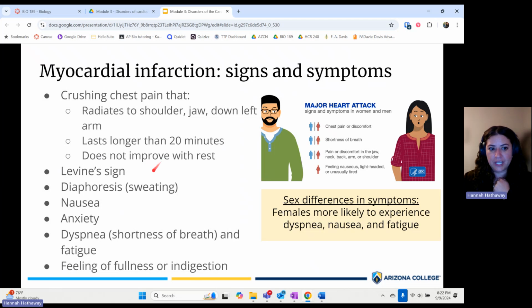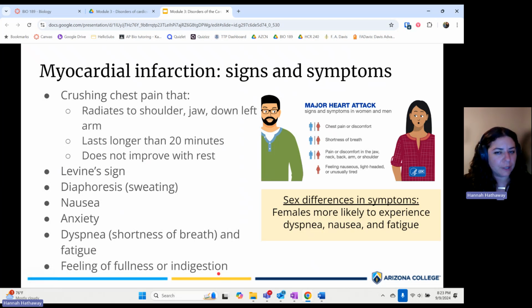Levine sign, once again, fist to chest, diaphoresis or sweating. That's due to your autonomic nervous system getting all messed up because you're in so much pain and it's panic. Nausea and anxiety. Anxiety is going to be due to the heart not pumping enough blood, so not enough blood is getting to the brain. That's going to cause some cognitive effects, not to mention the anxiety of the chest pain. And then dyspnea, shortness of breath and fatigue. Once again, you're not getting adequate perfusion throughout the entire body.